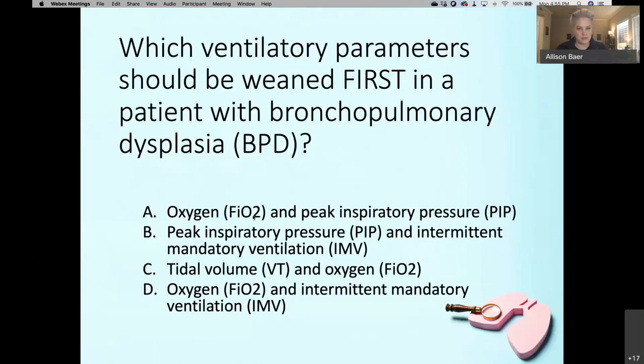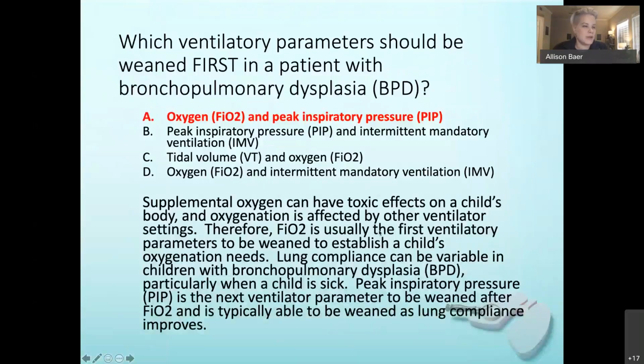The answer, most of you got it right, but a few got at least part of it right. So the answer is oxygen and peak inspiratory pressure, because in a kid with BPD, that prolonged oxygen is going to cause a lot of damage, and the prolonged pressure. So that's why those are the two you want to get. So the ones who picked other things, there was part of the right answer in there, but those are the two most important things.